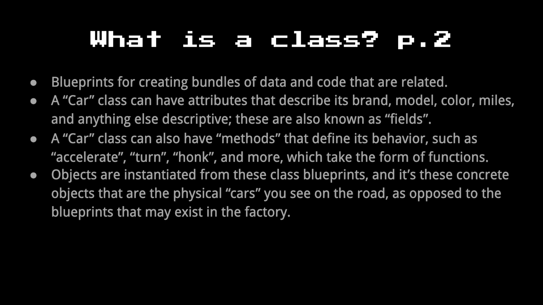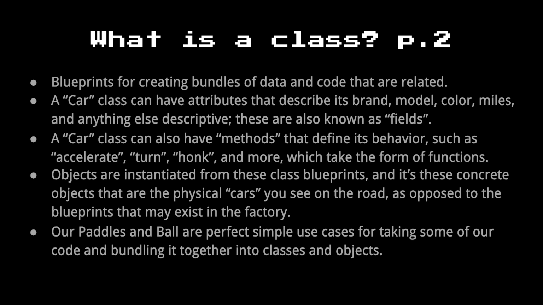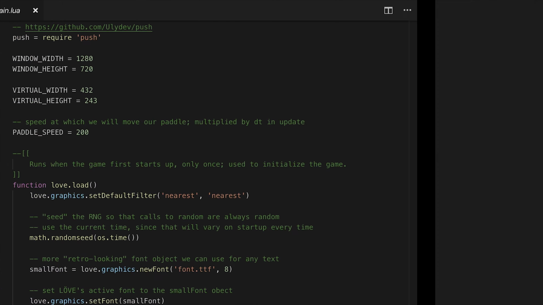So just some bullets that I put together. You can see blueprints for what a class is. They are a bundle of data and code, and all of this sort of describes essentially what I just talked about. And we're going to take the concept of the class and the object, and we're going to tie it into the paddles and the ball specifically for this application. So that's it for the slides.